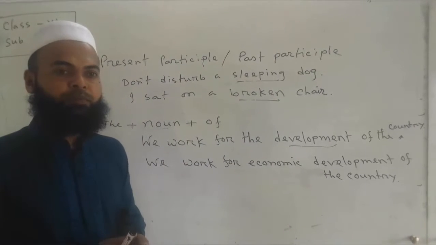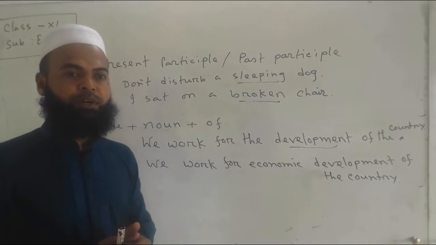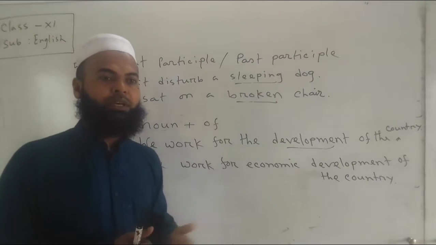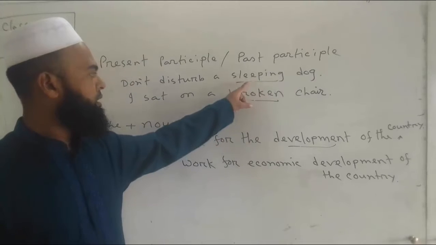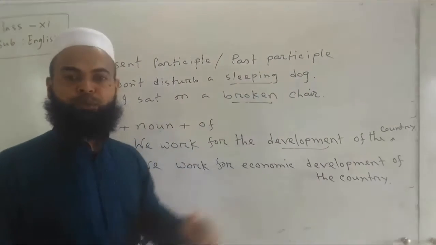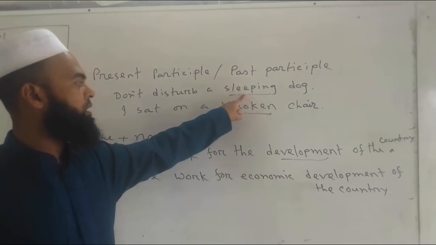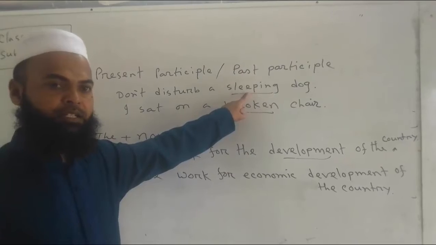How do we make a present participle? When we add ing to the present form of a verb, it becomes a present participle. Here, sleeping qualifies a dog. What type of dog? A sleeping dog. So, it is working here as an adjective.